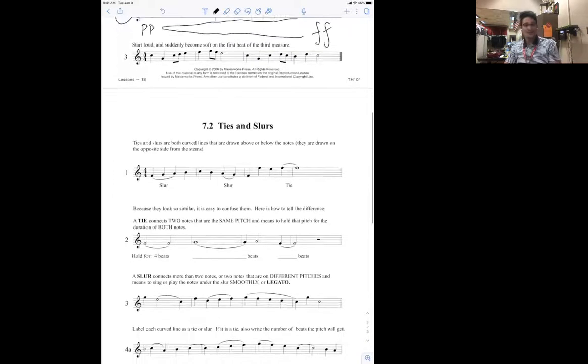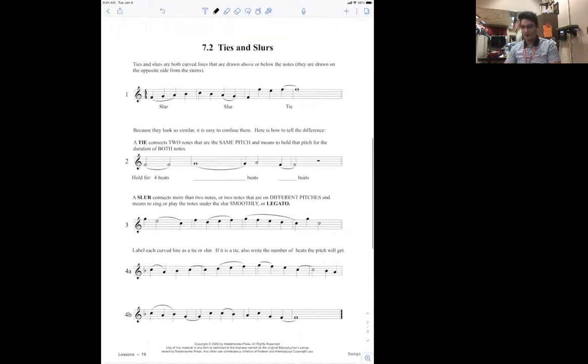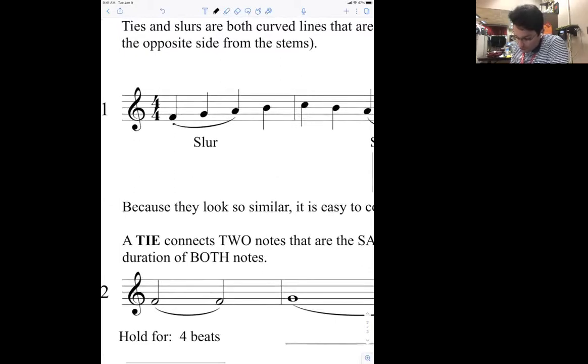Okay. The next thing we're going to talk about is a similar musical terminology and symbol. It's going to be called ties and slurs. Now, the tricky thing with ties and slurs, they look exactly the same. They basically are just like this little arch that goes from one note to another note.